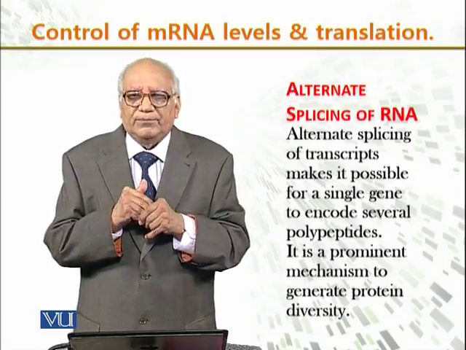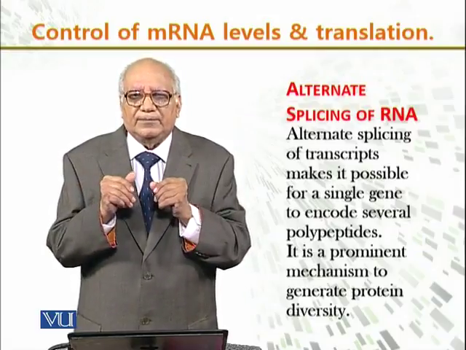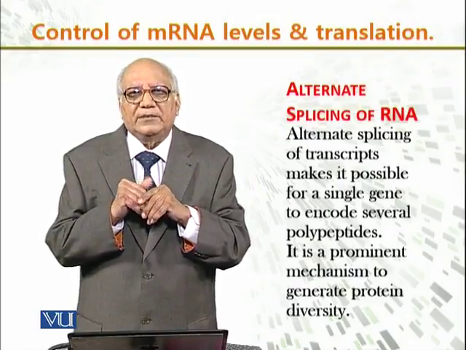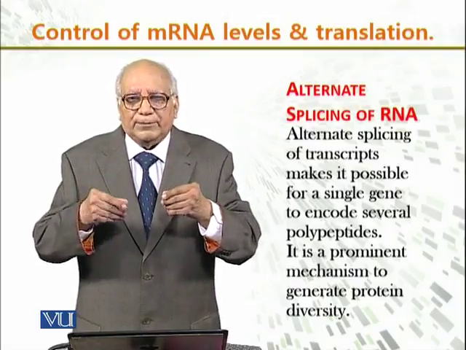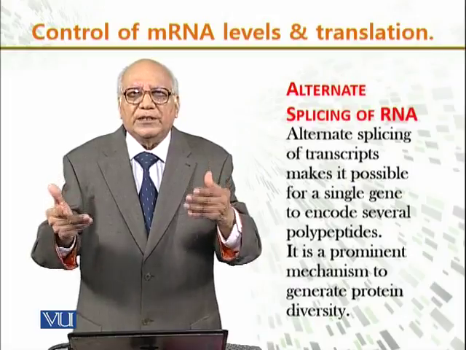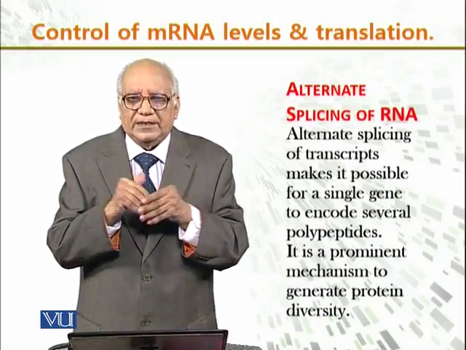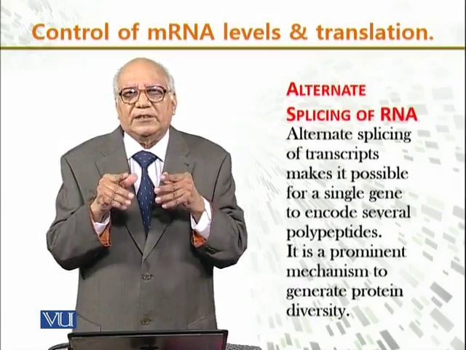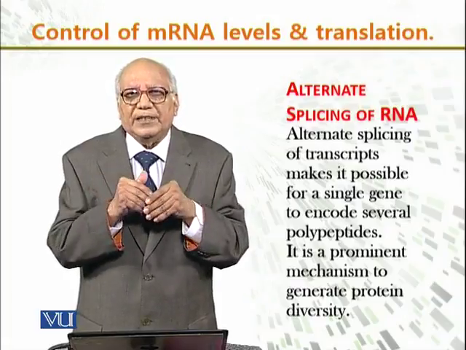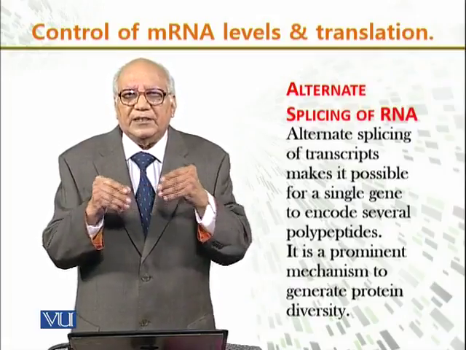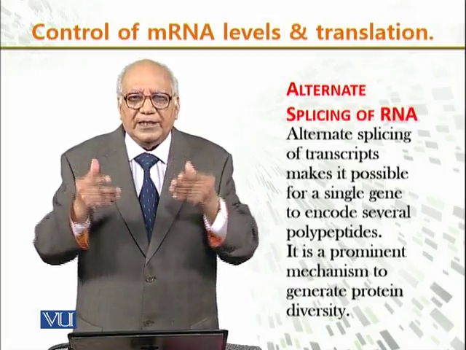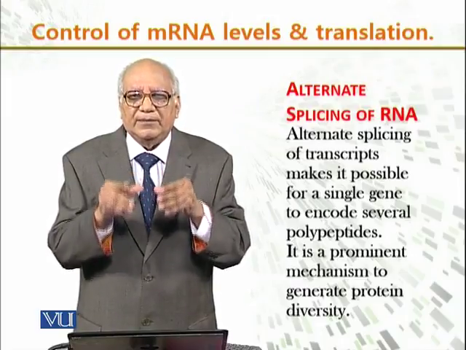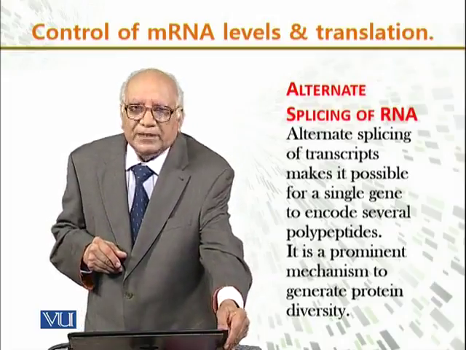Now, alternate splicing of RNA is another way of controlling the levels of messenger RNA. Alternate splicing of transcripts makes it possible for a single gene to encode several polypeptides, which means several types of different proteins are expressed. It is a prominent mechanism to generate protein diversity, and alternate splicing of RNA is a mechanism used by the cell when it generates proteins of different natures.